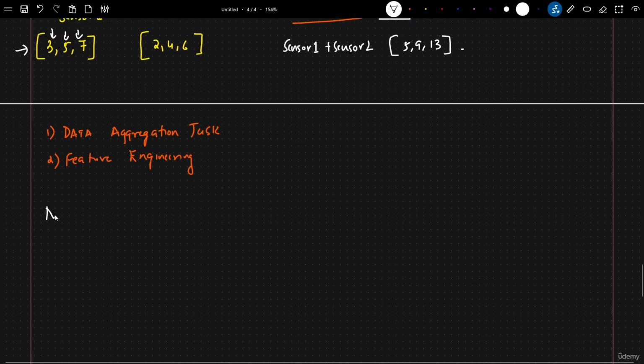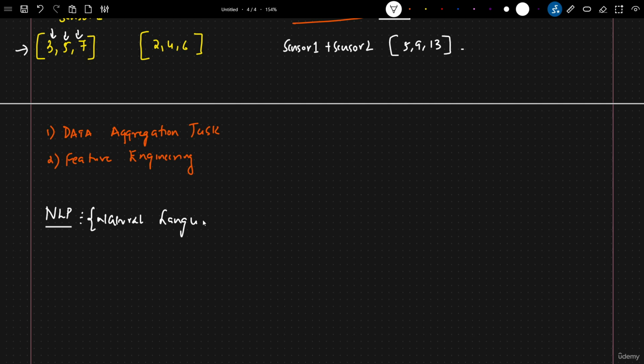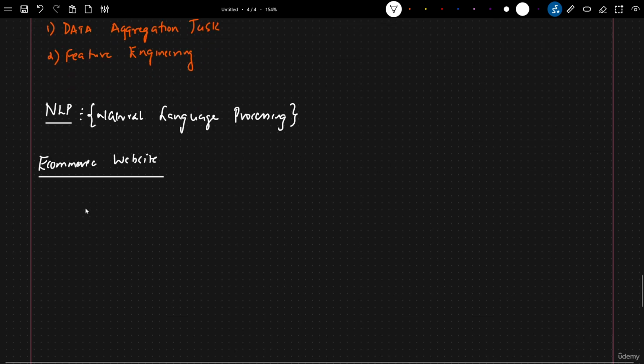Okay, and if I consider more examples, let's take one very good example. In data science, we specifically work in a field called NLP, natural language processing. Let's consider one use case. Let's say I have an e-commerce website. In this e-commerce website, people put reviews of a specific product. So let's say here I have the text reviews, and here I will have the sentiment.